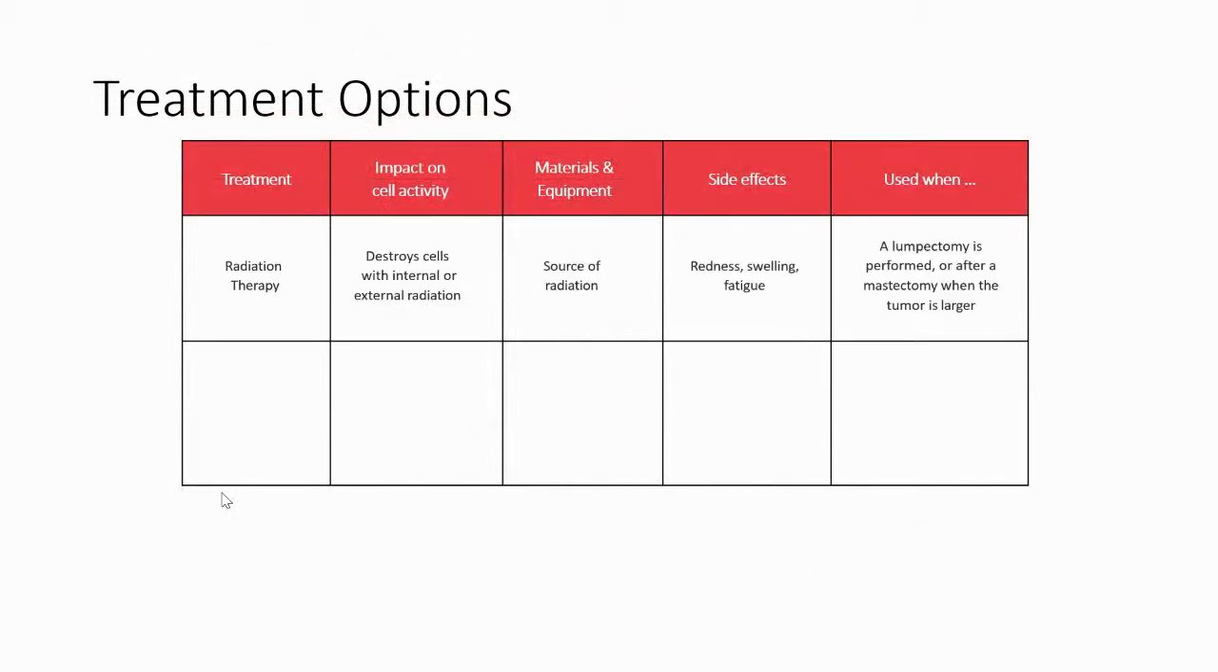The next treatment is radiation therapy. And again, this destroys cells with internal or external radiation. You need a source of radiation. Some of the side effects are redness, swelling, and fatigue.